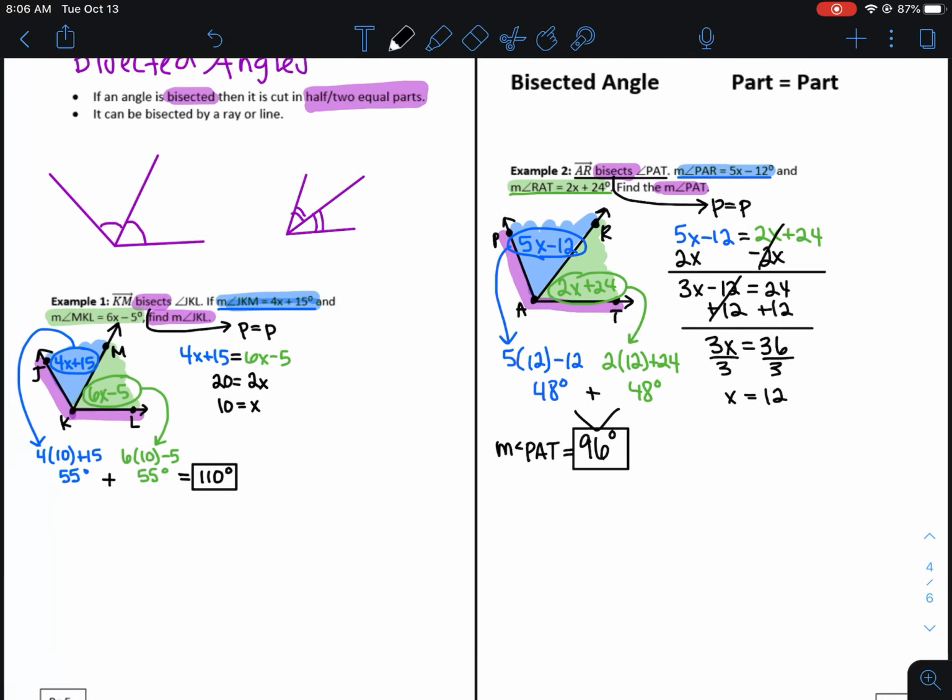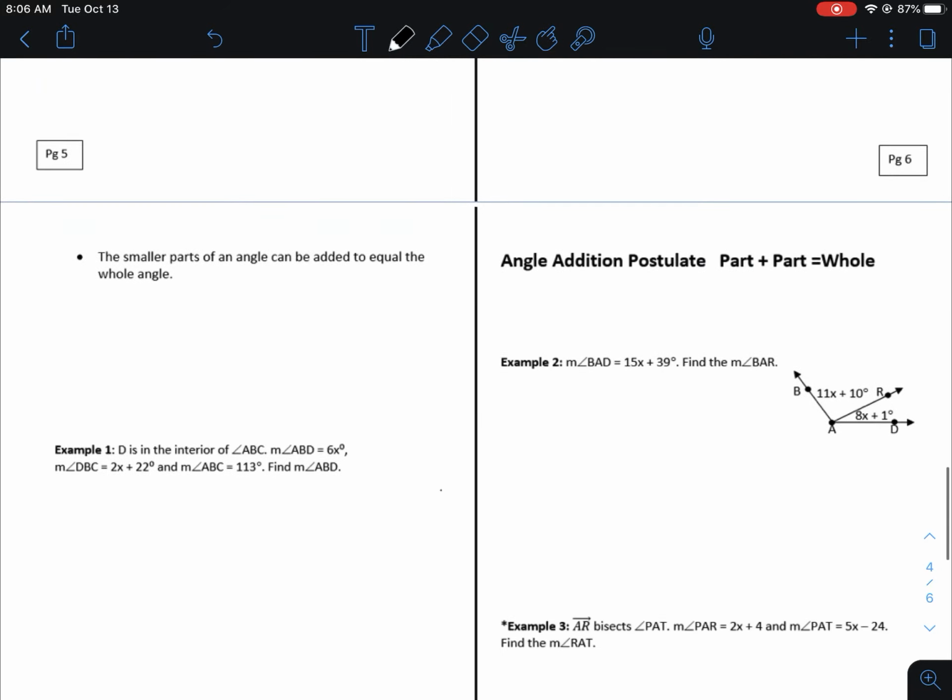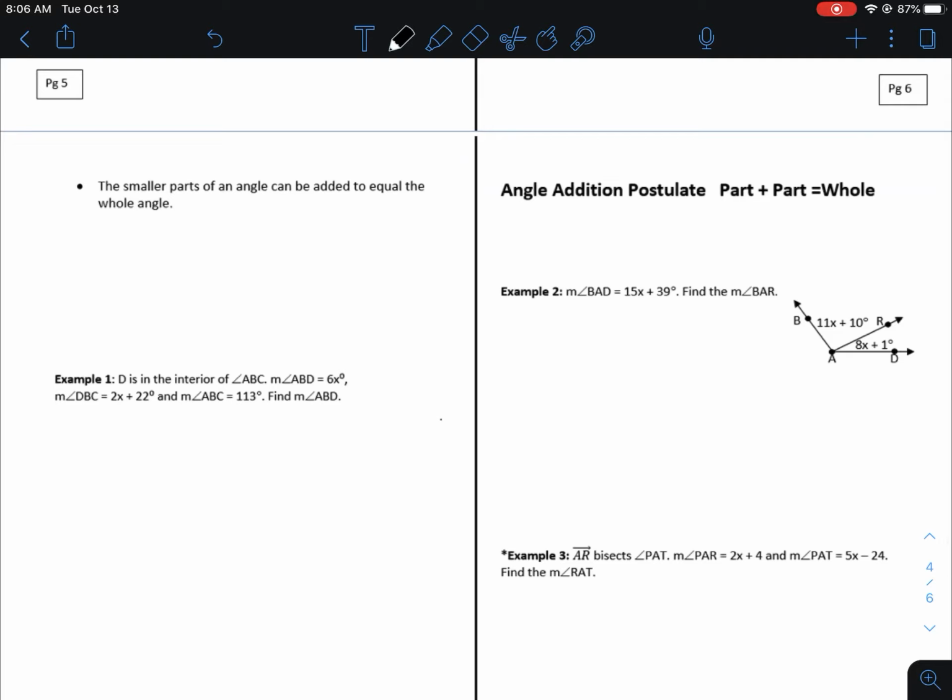All right, moving right along. So now we're moving on to the angle addition postulate. So angle addition postulate is just like segment addition postulate. Basically, they're saying add one side to the other and get the whole thing. Add one part to the other, get the whole thing. So over here we see part plus part equals whole. That's pretty much what it means. So that's what we're going to be using.